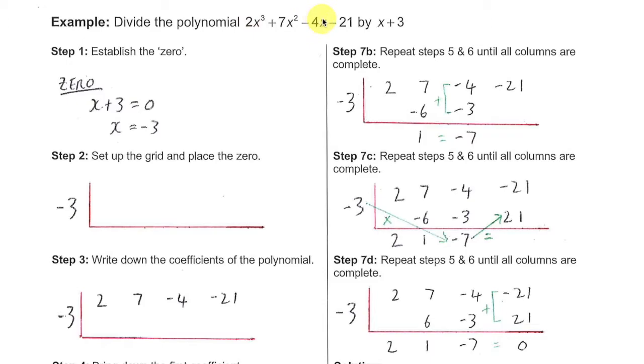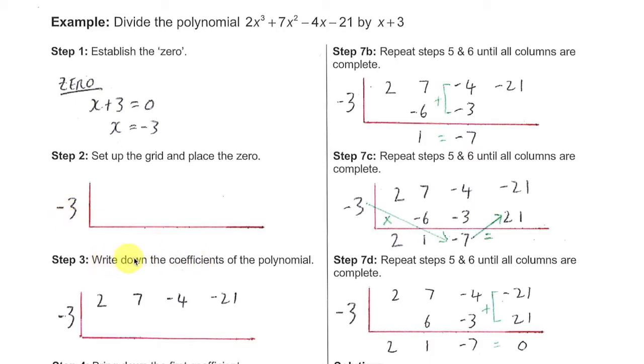So I have the cubic divided by the linear x plus 3. My very first job is to establish what I refer to as being the zero. So I take a look at this expression here, and I'll look at that last number, positive 3, and get the exact opposite of it. So in our case, negative 3. I rule up the grid and place in the negative 3.